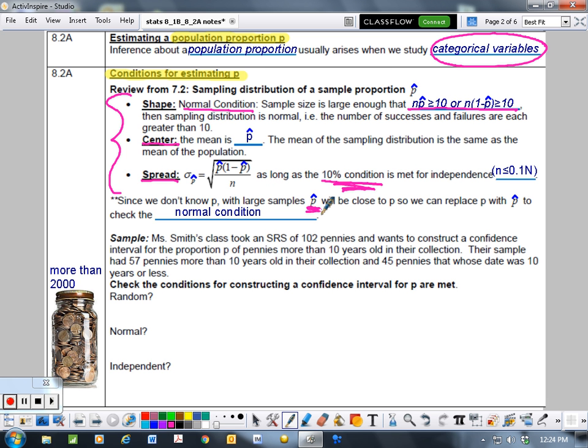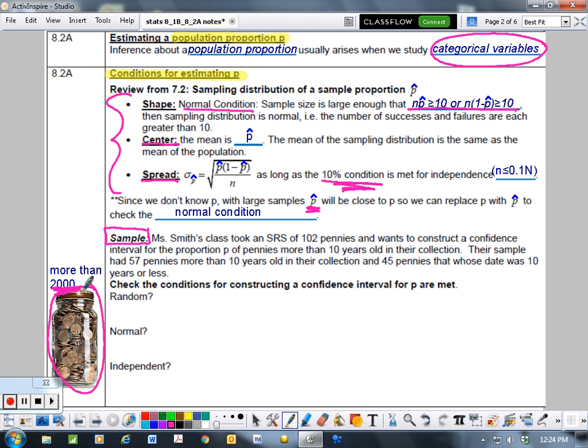So here's a sample problem that you'll see. Mrs. Smith's class took a simple random sample of 102 pennies and wants to construct a confidence interval for the proportion of pennies more than 10 years old in their collection. So let's give some background here. Miss Smith has this huge jar of pennies, and there are more than 2,000 pennies in that jar, easily.